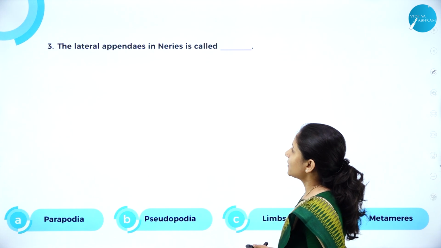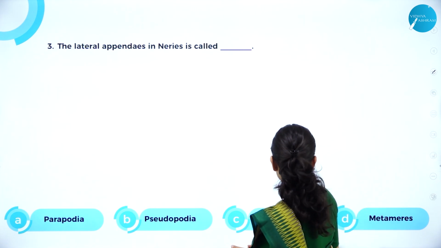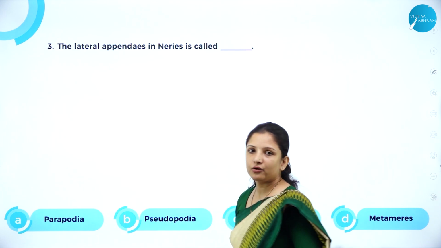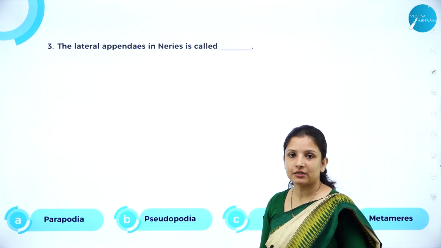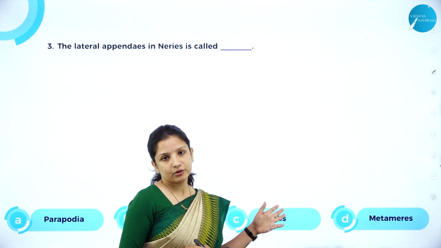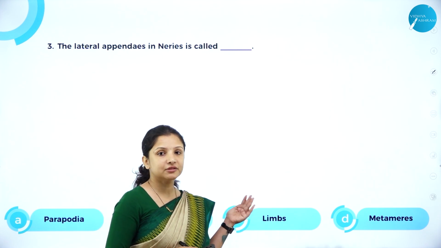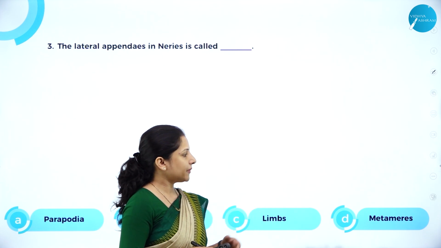Next question. The lateral appendages in nereis are called parapodia, pseudopodia, limbs or metameres. Pseudopodia, no. Pseudopodia are the false feet that are present in amoeba, right? So it is not pseudopodia. Limbs, no, they do not have limbs. Limbs come under vertebrates. The rest of the organisms don't have limbs. Next is metameres.